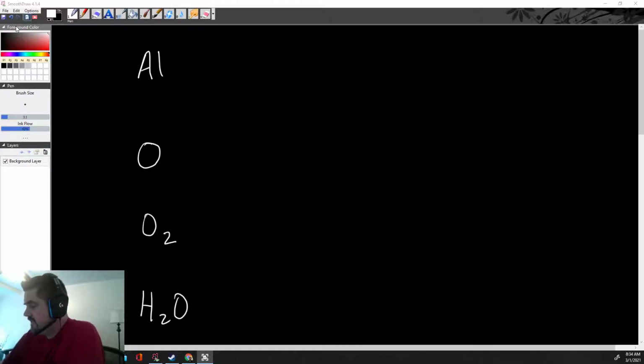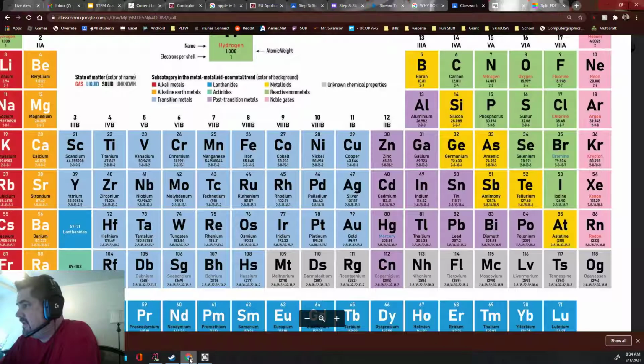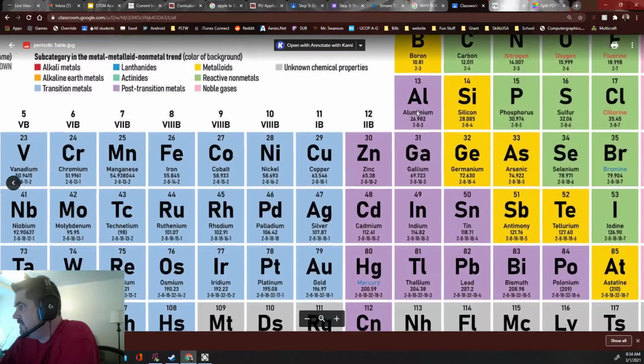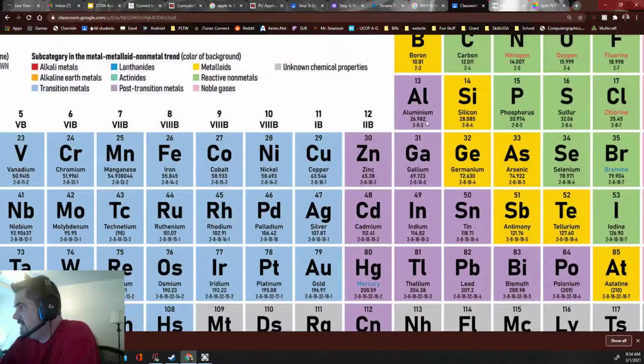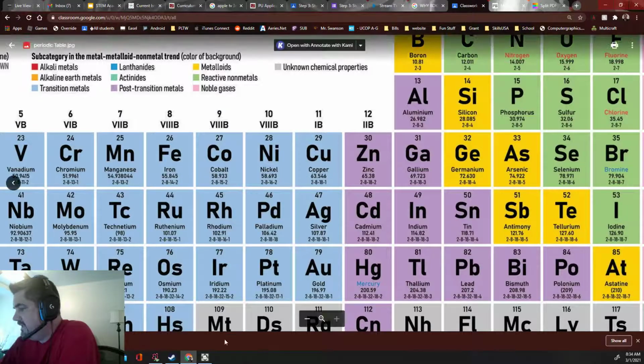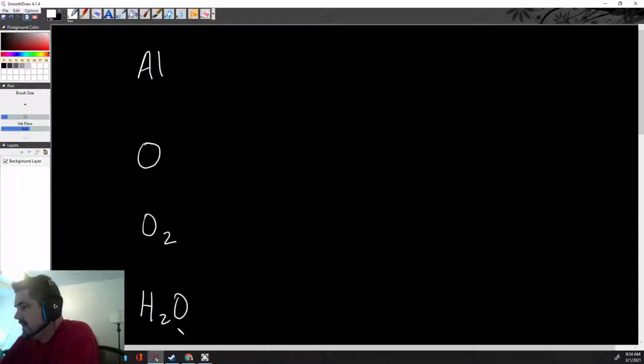Okay, folks, so today we're finding the molar mass again, except of compounds. We're going to start with the molar mass of just regular elements at first, just like we did before. So if I go over here and I see aluminum, the molar mass is 26.982.